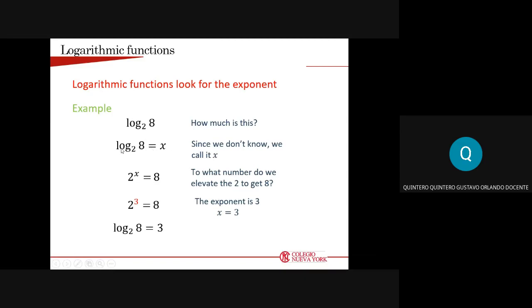Look, in here, we had a logarithmic function, but the answer of that is one exponent. To what value do I elevate the 2 to get an 8? To 3. Thank you to Sarita, Ethan, and Majo. You guys are correct. You got it correct even before I said the answer. Beautiful, guys. All right. This is the power of logarithmic functions, guys. Because now we can know what a logarithm is. The logarithm looks for the exponent, which is why logarithms are the inverse to exponents. We can now do logarithmic functions.